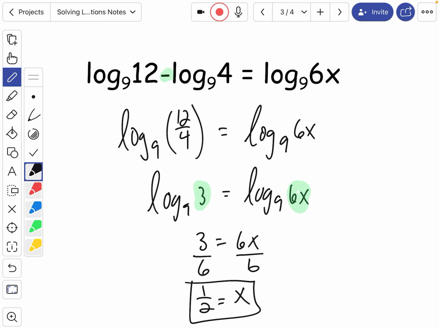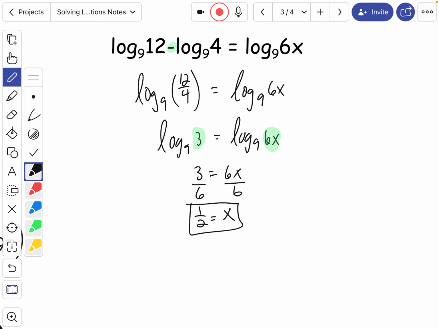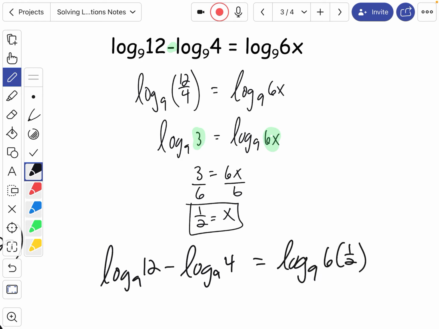All right, so if I choose to plug these in, we end up with log base 9 of 12 minus log base 9 of 4 equals log base 9 of 6 times 1/2, which is 3, and it does indeed check out because the left side ends up being log base 9 of 3. All right, 4 down, 2 to go.